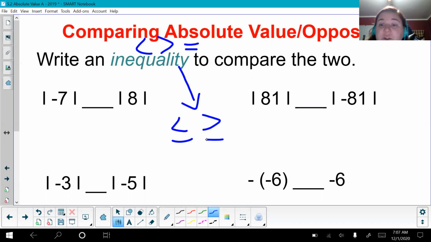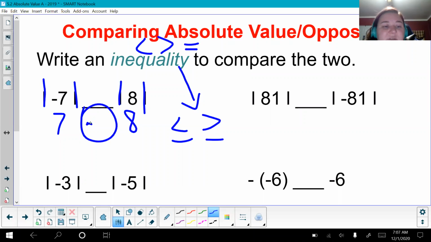So I'm going to do the same thing, comparing them. What's the absolute value of -7? That'd be 7. What's the absolute value of 8? 8. 8 spaces, 7 spaces. So what would be our symbol? Well, 7 is smaller than 8, so my symbol would be this one, less than. And I do 1 dot versus 2 dots, if that helps you.